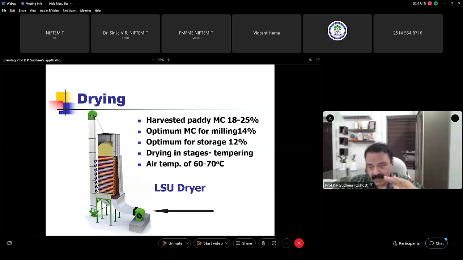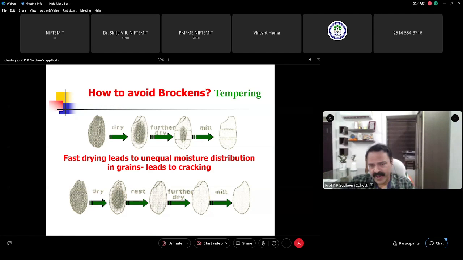This is a typical dryer, the Louisiana State University dryer, from a university in the United States of America. And this tempering process is very important. As I mentioned, if you dry in a single stretch at a fast rate, there will be brokens. Internal cracks will develop in the rice because of the fast movement, as there will be a gradation of moisture migration. Internal moisture is retained and outer moisture is removed. This moisture gradient makes cracks between the grains. This will not be visible initially, but during the milling process, the number of brokens will be very high.